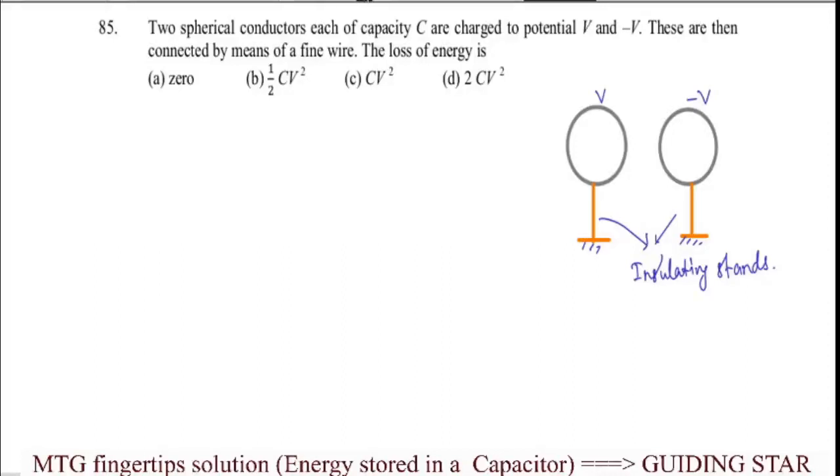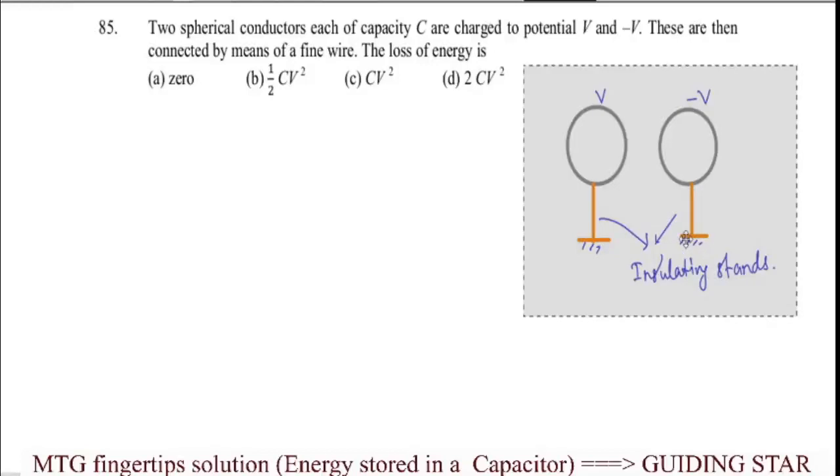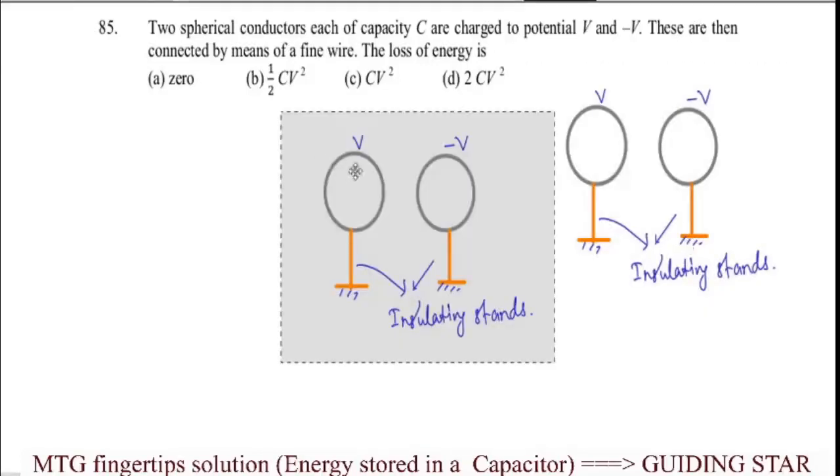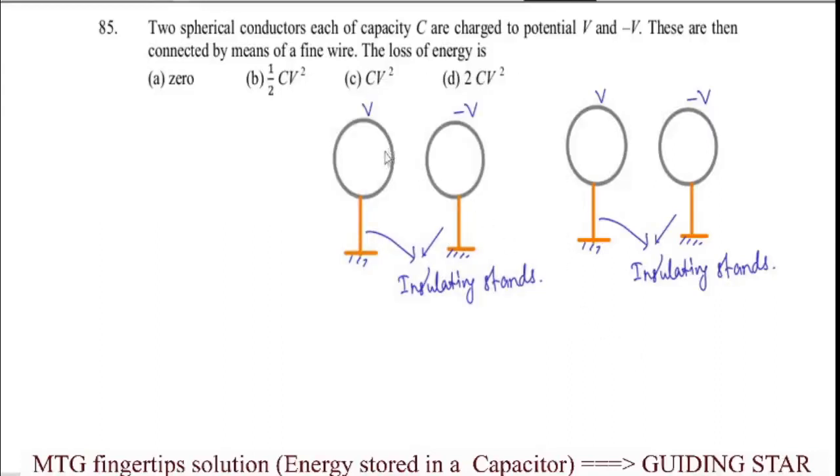So here in this particular case, if we assume that we are connecting these two spheres by means of a wire. So initial potentials are given, and these are connected by means of a fine wire. Just another figure of this one. The situation will be that this is the initial situation. Initially, these two are present separately, having potentials V and minus V, and right after that, what will happen? After some time, we will connect these two.